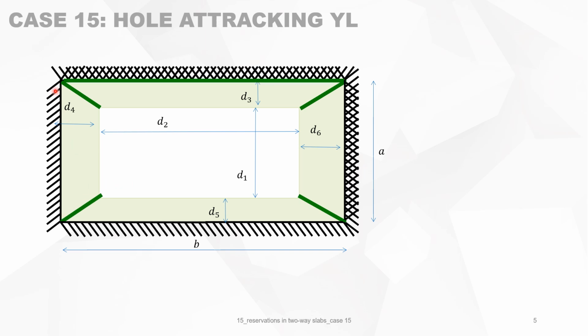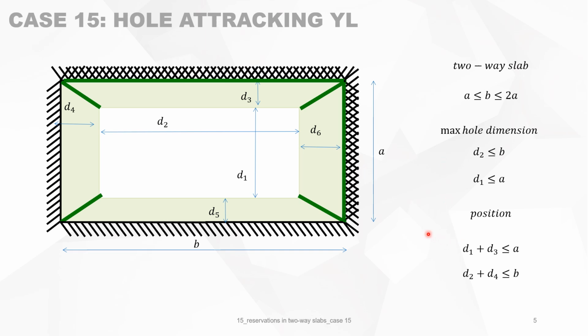And now we have the yield line for the negative bending moment, left and top, right and top. Two-way slab, B must be between A and 2A. The maximum hole size, of course, D2 and D1 will be smaller than B and A. And the position, well, you can say the sum must be A, or the sum must be B, or you can write it like that too. So I did both.